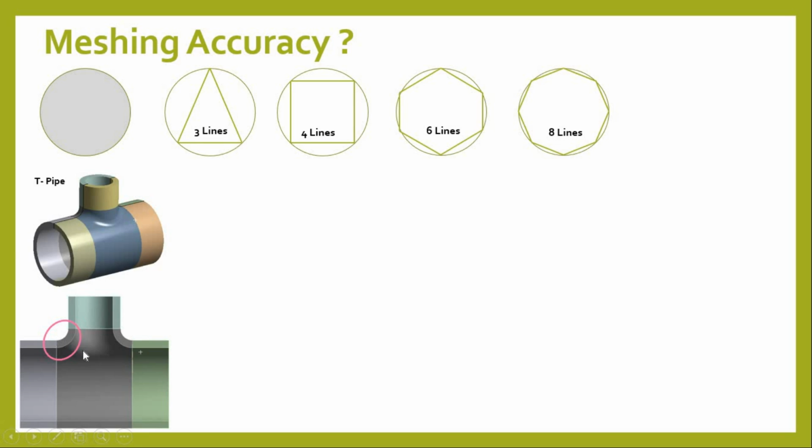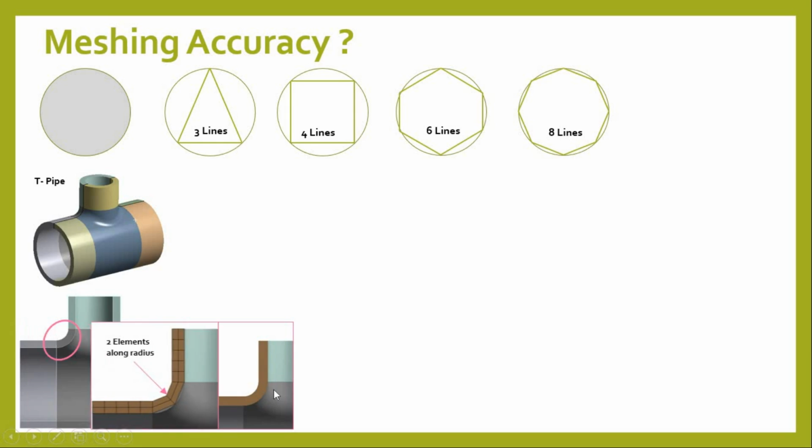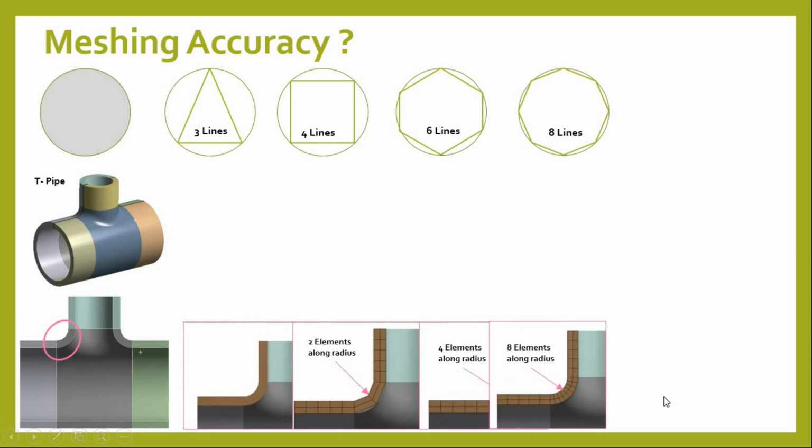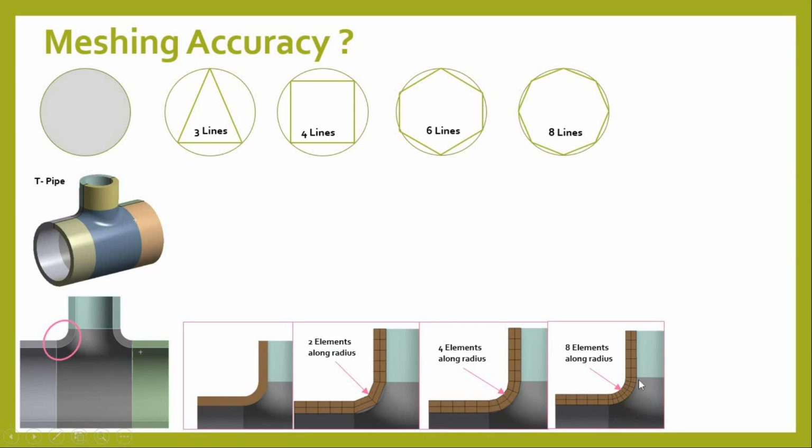This is the T-pipe we will consider. This is your bend radius. We will consider this portion and try to measure this curvature or fillet. First we put two elements, and you can see it is not accurate or not capturing the proper profile. When we put a few more elements, it is better compared to two elements. When we put more elements, like 6-8 elements, it captures the curvature properly, right? And if we put a finer mesh than that, it will be more accurate compared to the 8 elements, right?